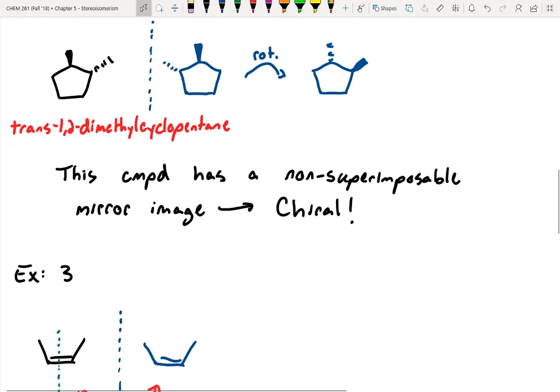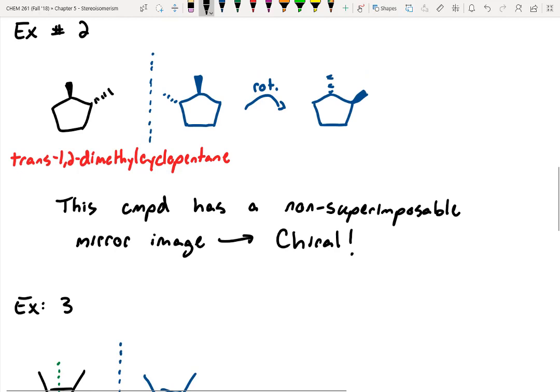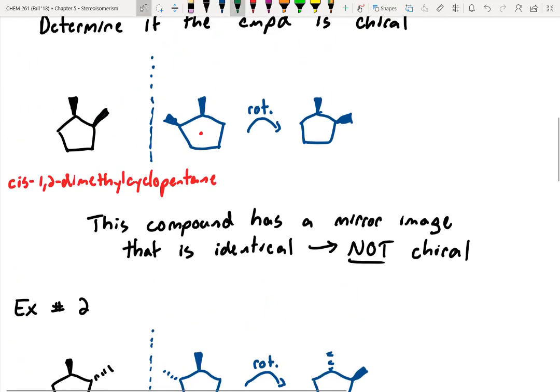If we go up and do this one, though, and we try to draw a mirror plane, it's not the same on the left-hand side and right-hand side, right? So that one doesn't have an internal mirror plane. However, just because something doesn't have an internal mirror plane doesn't mean that it's automatically chiral. This only tells you if it's not chiral. And then we go up to compound 1. This one does have an internal mirror plane, so it's definitely not chiral.